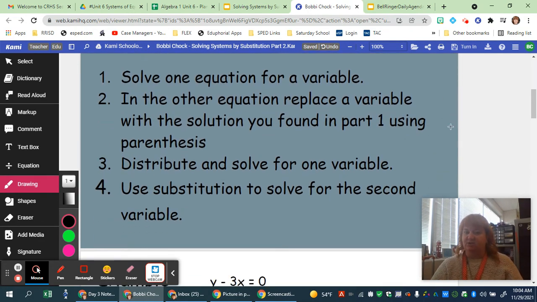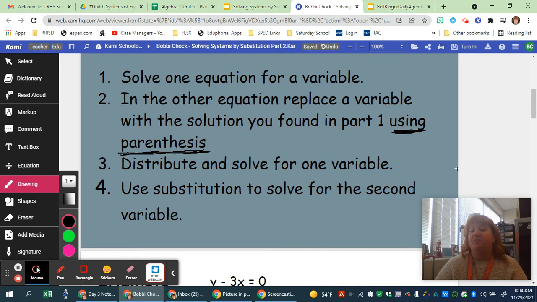Here are the steps. You solve one equation for a variable. It can be x or it can be y. In the other equation, replace the variable with the solution you found in part 1 using parentheses. Guys, this is so important. Make sure you use parentheses so you don't get things confused. I'll show you what I mean in just a little bit.